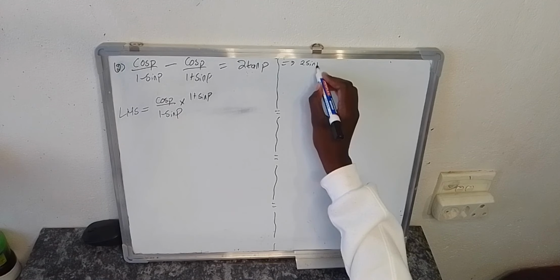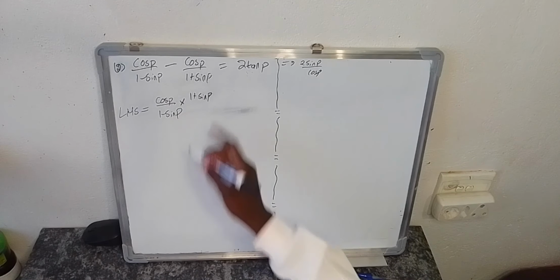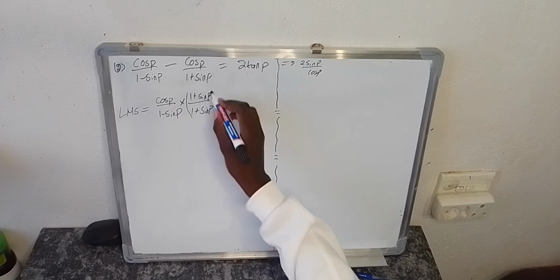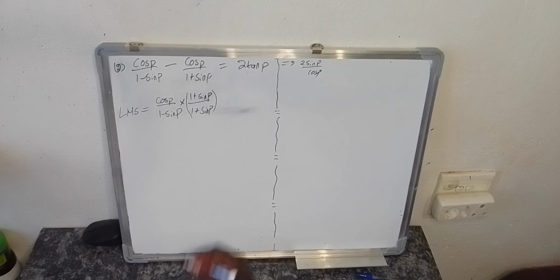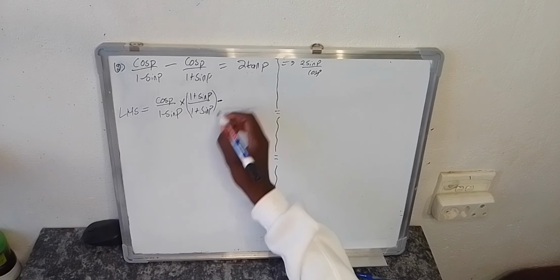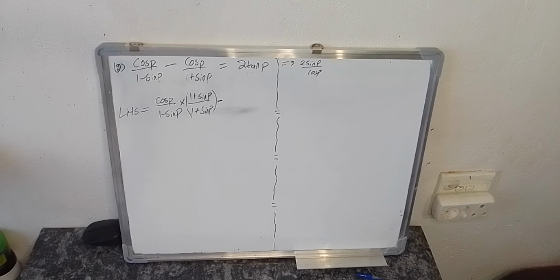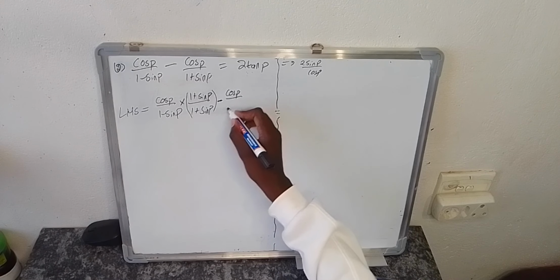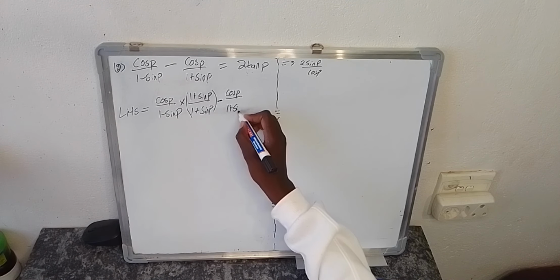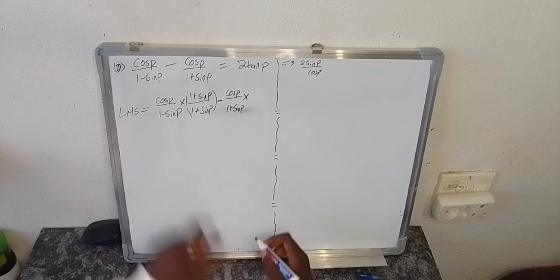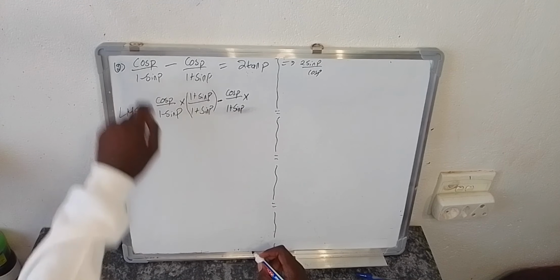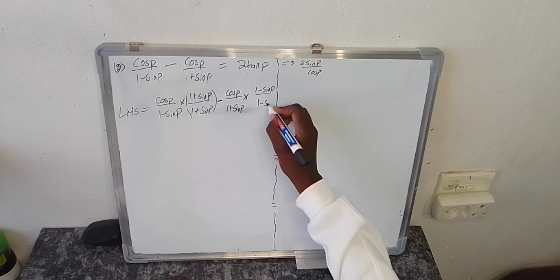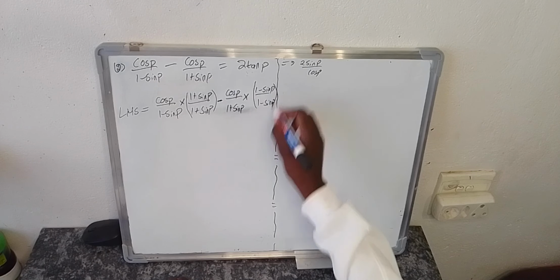2 sine p cos p. Then here we are going to multiply with sine p. Remember, this is 1. You see? Then from there we are going to write this minus, then introduce this fraction cos p all divided by 1 plus sine p, multiplied by what? Multiplied by the denominator of the first fraction, which is 1 minus sine p, all divided by 1 minus sine p. You see?